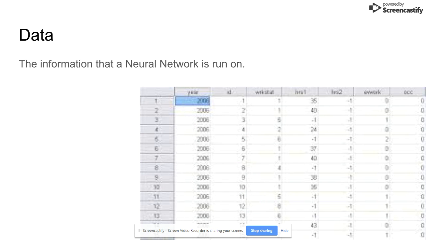Now, the first word is data. This is the information that a neural network is run on, and data can be expressed in many different ways. It can be expressed in a CSV, comma separated values, like an Excel sheet, like this one, or it can just be a notepad, or it can just be a regular spreadsheet that's not CSV. Many things, but data is by far the most important thing here.